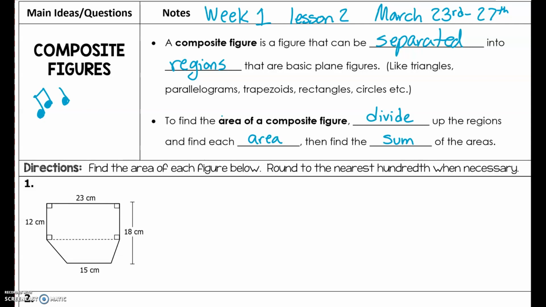All right, geometry, here's your second lesson. So this is composite figures, and basically what that means is composite means it may be made of different shapes, and that's what it looks like in geometry.